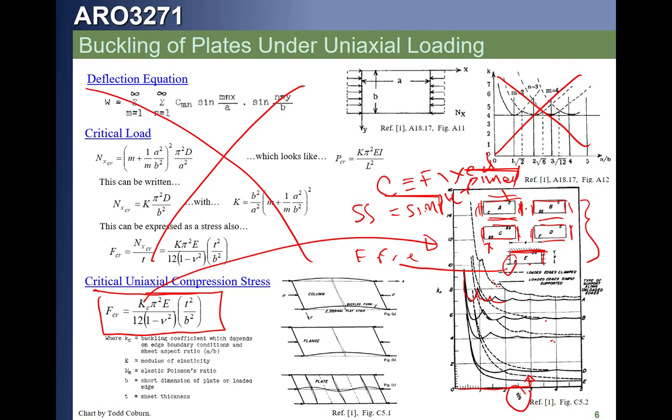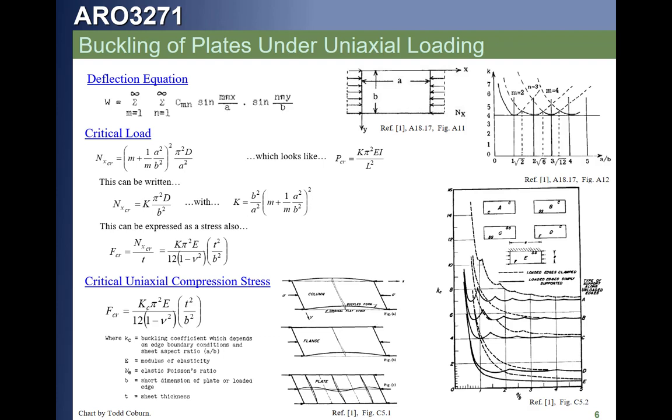For those, case A, the dashed line, is when all four edges are clamped. Case E, the dashed line, represents when our two ends are clamped, one side is simply supported and one side is free. Got that? That's how this graph works. And we're going to use it to get our stability constant for this equation.